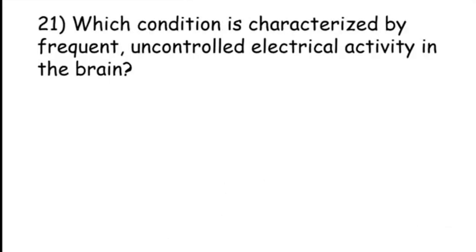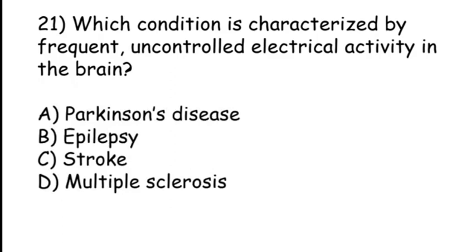Which condition is characterized by frequent uncontrolled electrical activity in the brain? Parkinson's disease, epilepsy, stroke, multiple sclerosis. The correct answer is option B, epilepsy.